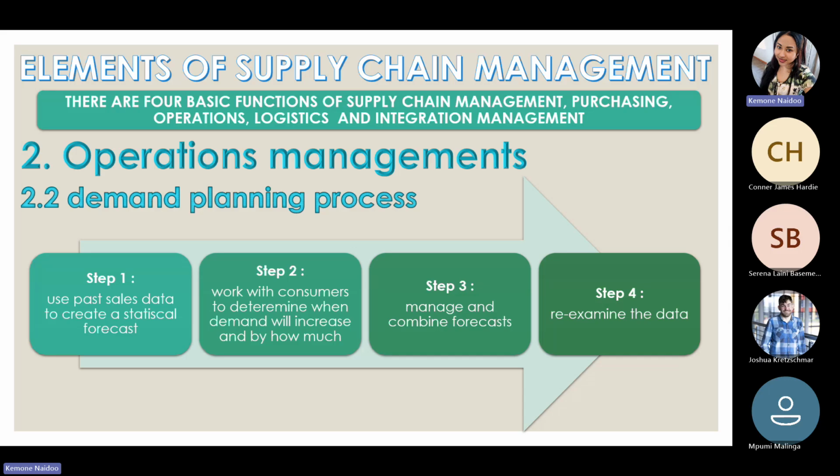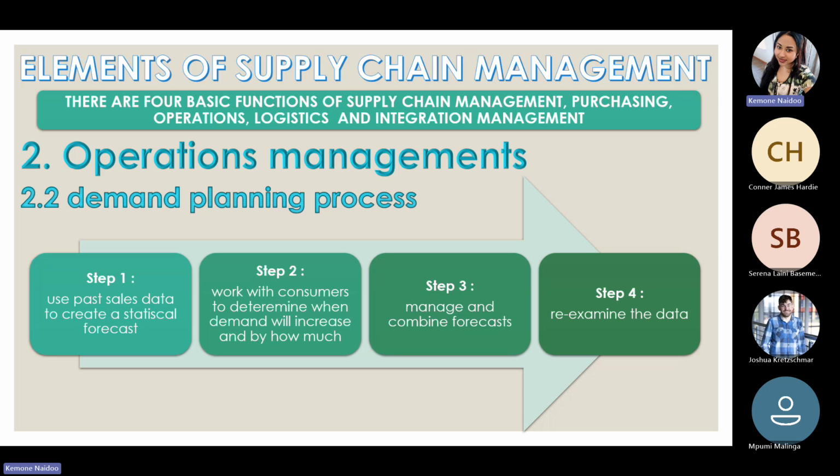And then step three, we manage and we combine our forecasts. So we take all the information, we combine it. So we've done forecasts. Okay, so we know what's likely to happen. We have done planning now, we have a plan of action, and then we re-examine the data. So remember, like I said, it's not set in stone. A forecast, information within a forecast can change. We don't know for a fact that this is going to happen, but it is a likelihood.